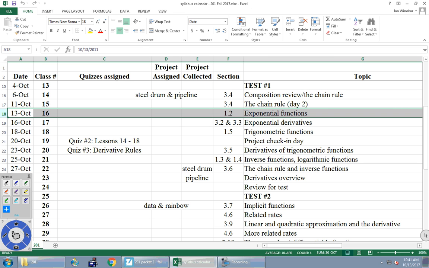Hopefully we're working on steel drum and pipeline. We've got some take-home quizzes coming up. You don't need to worry about those for right now.